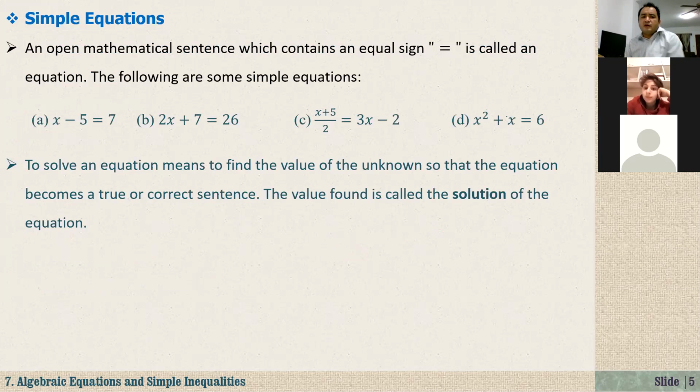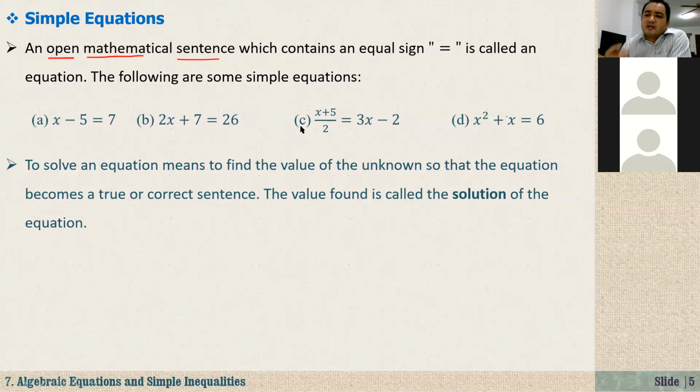Now we will start with very basic equations. An open mathematical sentence which contains an equal sign is called an equation. The following are some simple equations. So here we are saying open mathematical sentence. What do we mean by open? You cannot say it is true or false. If I say 5 is a factor of 25, it is a closed sentence. It's not an open sentence because already I can say it is true or false.